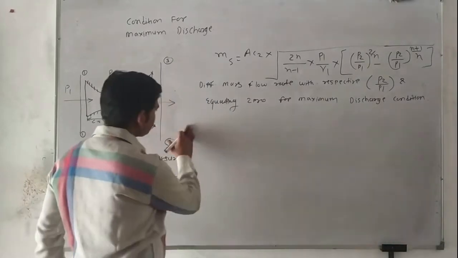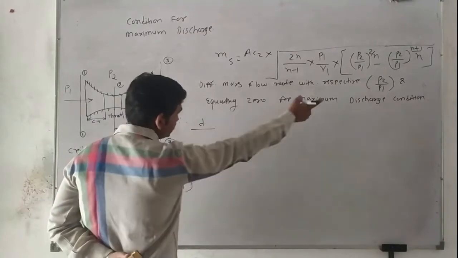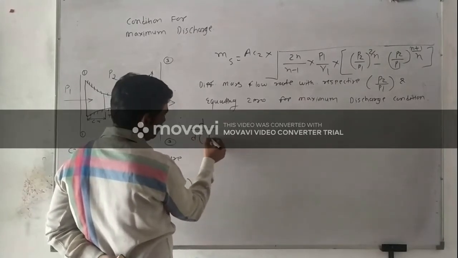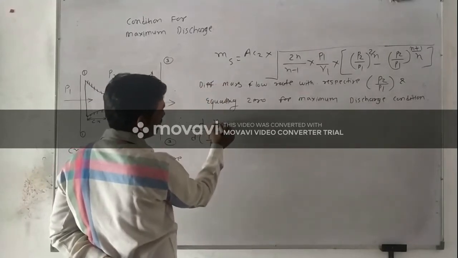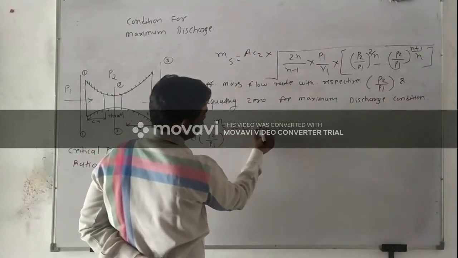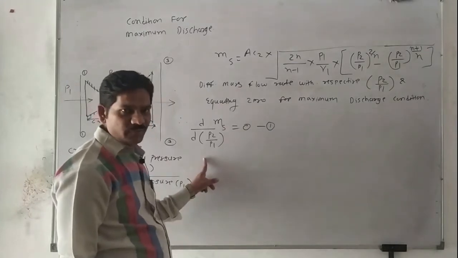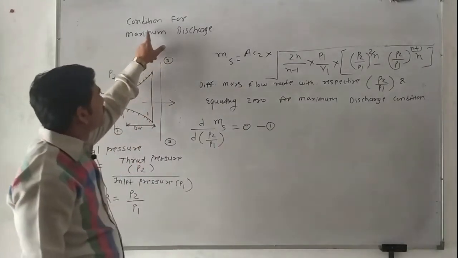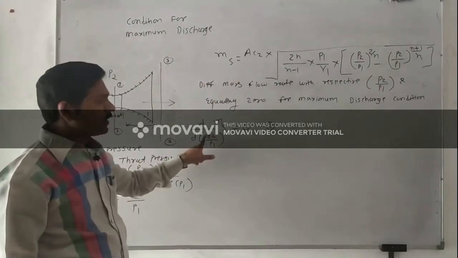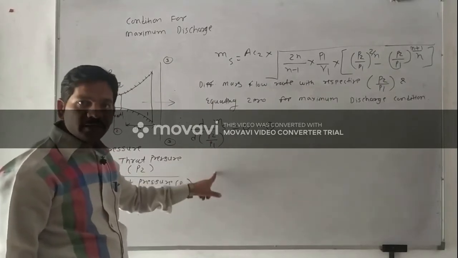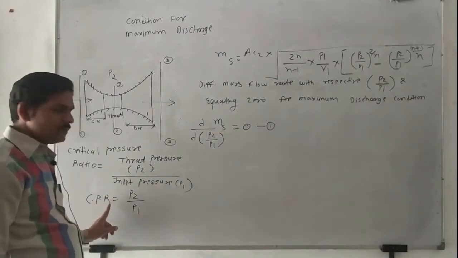So see here what I am writing: d by d(P2 upon P1) of the mass flow rate m_s is equal to 0. This is equation number 1. You should know this very well to obtain the condition for maximum discharge: differentiate the mass flow rate with respect to the critical pressure ratio. And what is the critical pressure ratio? It is the ratio of throat pressure to inlet pressure.